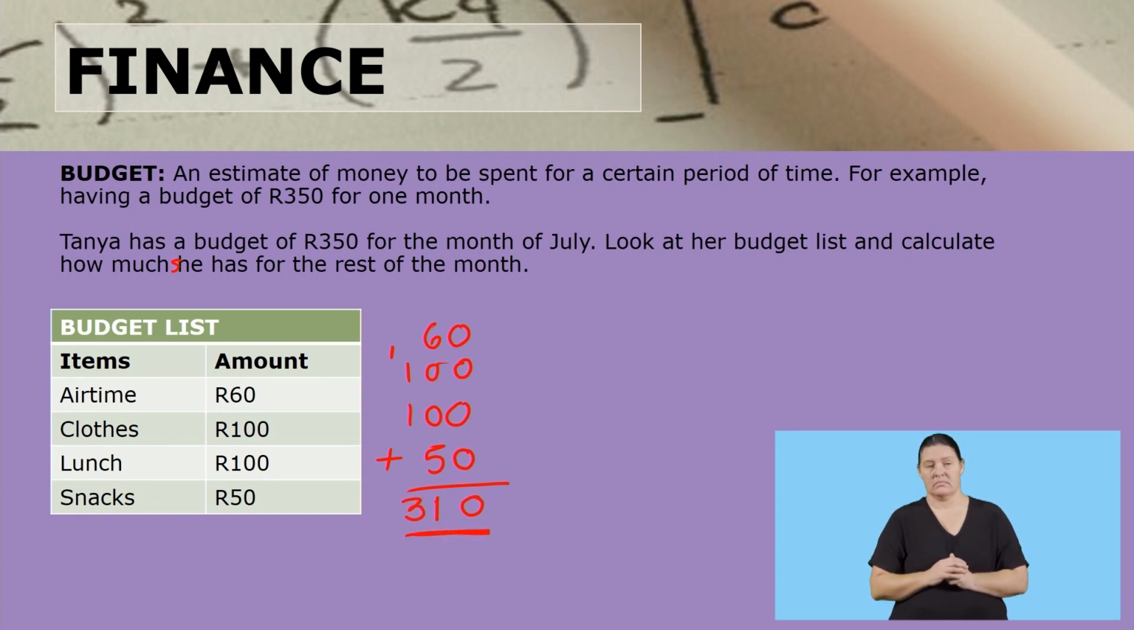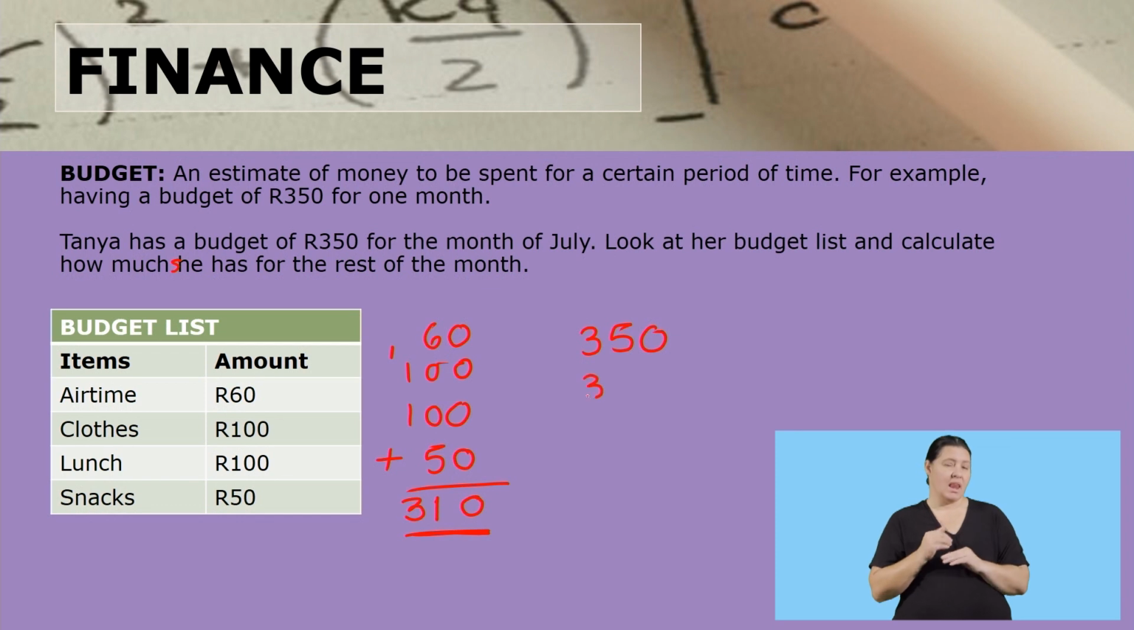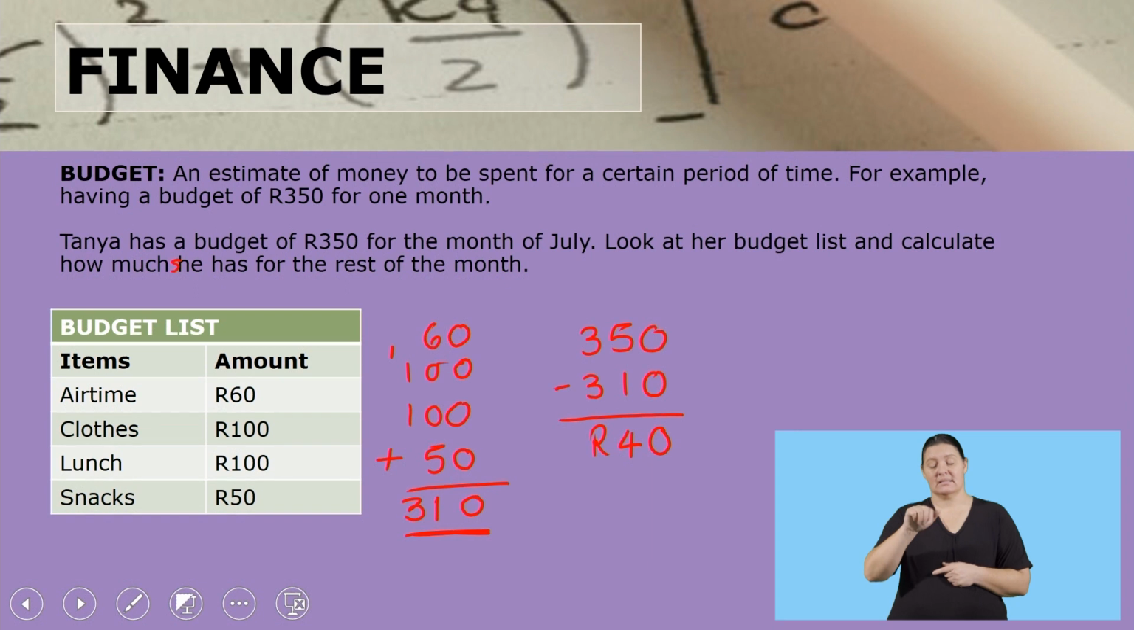So Tanya has spent 310, but she has 350 rands. So when she spends 310, what is the answer going to be? If you have 40 rands, then you are absolutely correct. This means that Tanya is only going to have 40 rands left for the month.